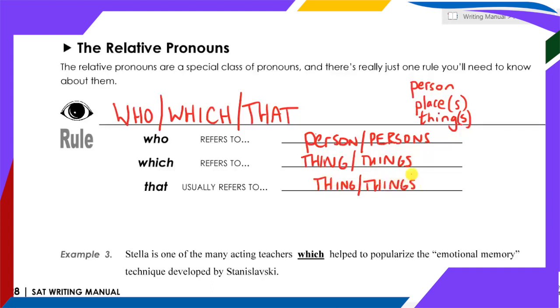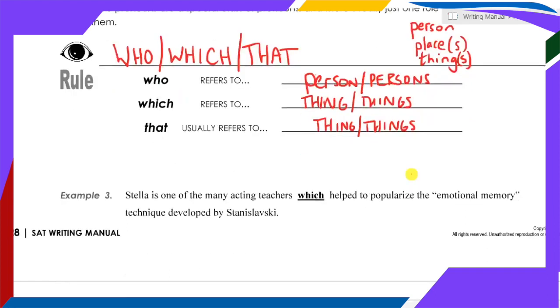So again, if you see a who, a which, or a that on the SAT, you just have to make sure that the who, the which, the that is referring to a proper type of noun. Example 3, try it on your own.